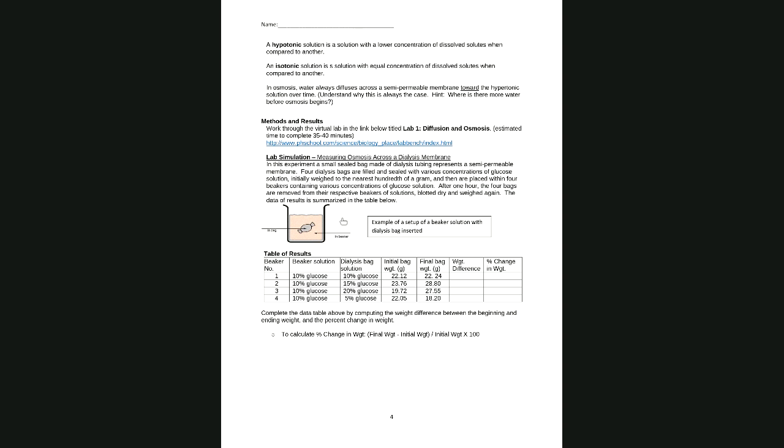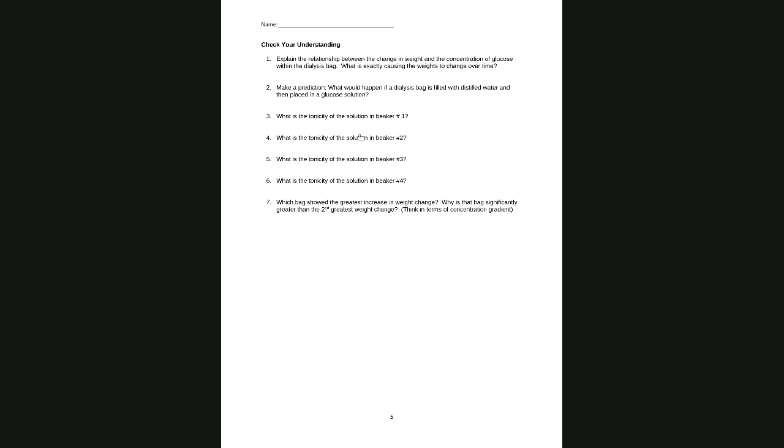Then you'll go into the lab, and here's the table that I showed you already on the PowerPoint. Here's the table again. Here's that formula to convert the weight change, the difference in weight change that you calculate, into a percentage. And then you're asked a few questions. If you look at questions 3, 4, 5, and 6, it's asking you about the beaker solution. In other words, tonicity. For the solution in beakers 1, 2, 3, and 4, you're basically going to answer, is the solution in the beaker behaving as isotonic, hypotonic, or hypertonic, okay?